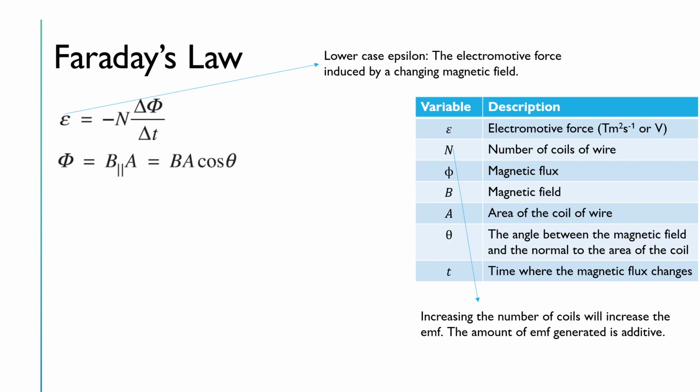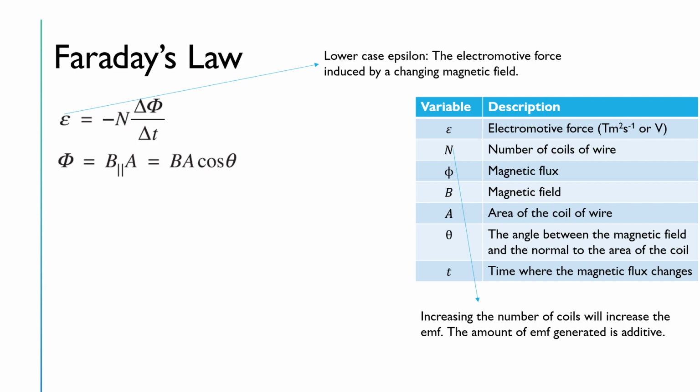Area is generally hard to change. The coil is usually fixed in shape. So we're mostly worried about either increasing or decreasing the magnetic field strength or changing the angle between the coil and the magnetic field. And depending on what kind of apparatus we are focused on will dictate which of those two variables is actually changing in a given scenario.